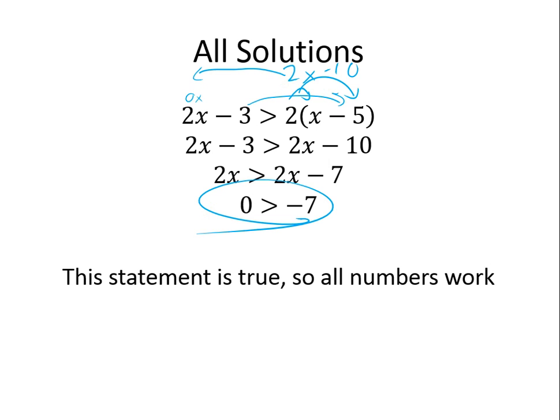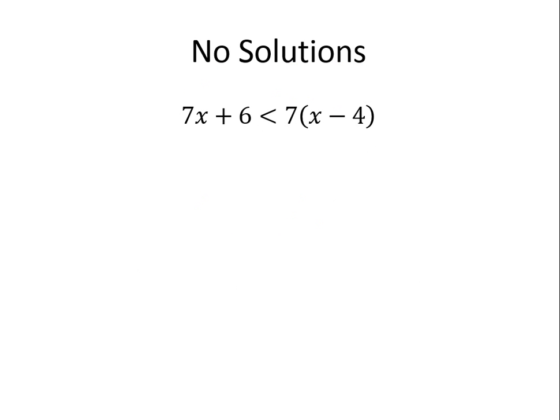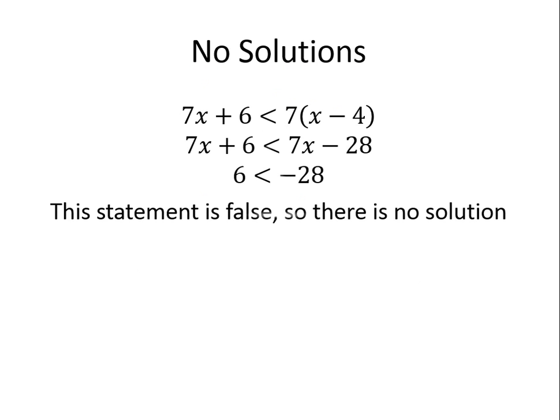Now, for thinking all solutions are when you have a true statement. Obviously, the opposite side, if you have no solutions, that means you have a false statement. Here would be an example of a false statement. Again, if we go through and solve this all the way through, we see the x's disappear, or our variable, no matter what the letter is, disappears. And when it disappears, we got 6 is less than negative 28. Well, no, 6 is actually greater than negative 28.